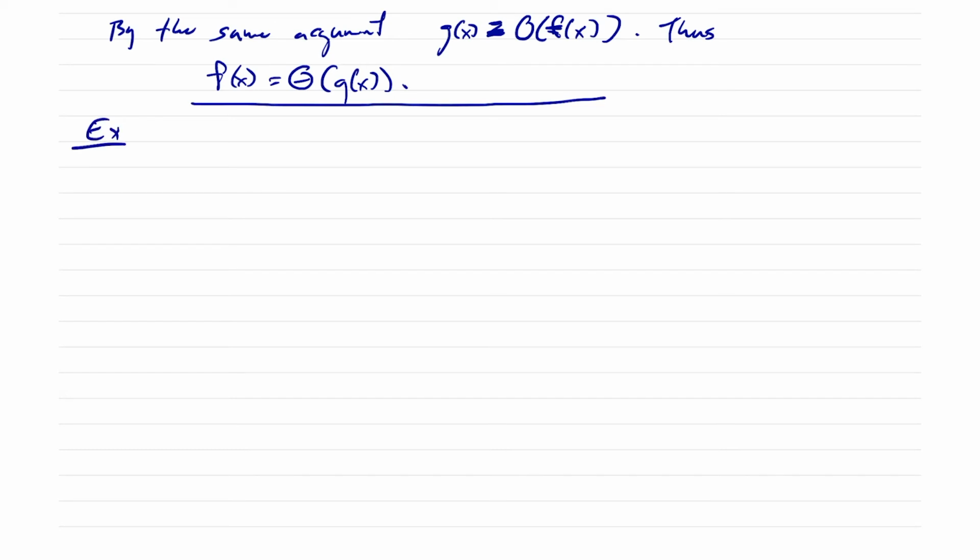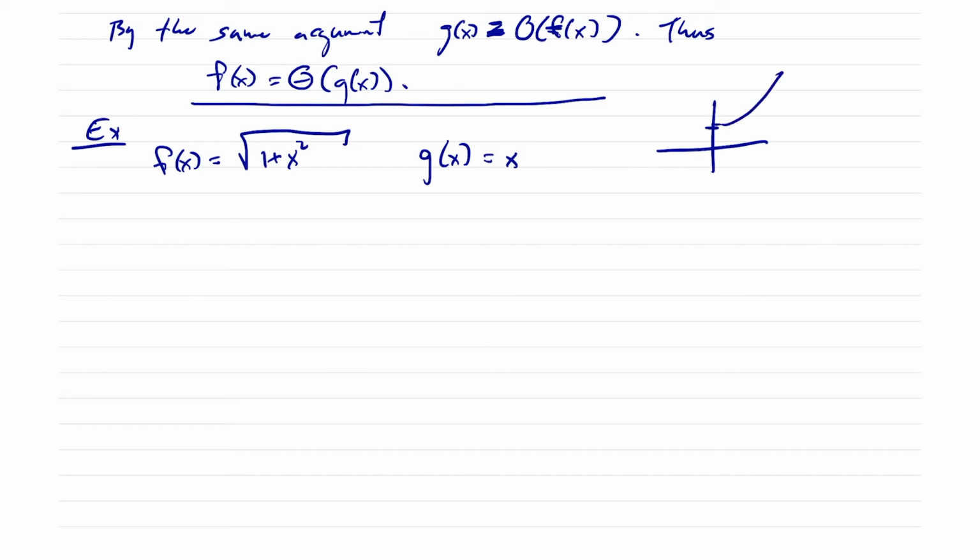So here, I'm going to let f of x be equal to the square root of 1 plus x squared, and g of x be equal to just x. This is a hyperbola, depending on how well you remember your calculus or your pre-calculus. But basically, we're taking a look at these two functions, and we're saying that, in the end, they're roughly the same function.